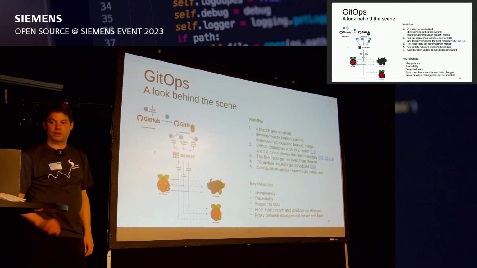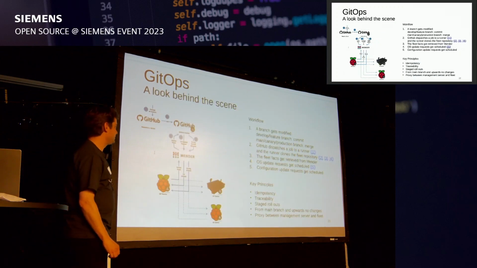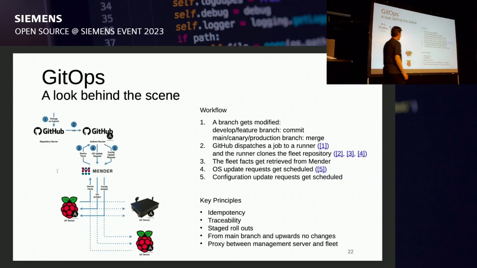So let's take a look behind the scenes. How does it work here? First, we do a change on a branch. We push it to GitHub, and GitHub sees the change, and then immediately a job gets dispatched to a GitHub runner. This time we have the runner in the cloud. We don't have to do some fancy thing with hardware, so we are fine with the cloud. And I'm a lazy guy.